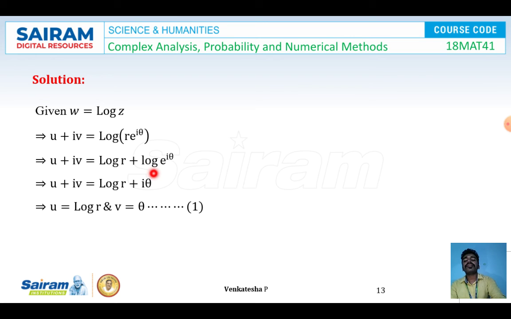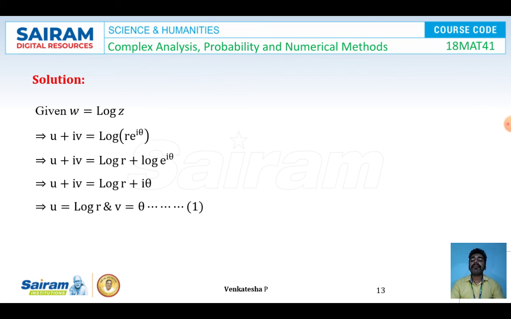And to expand this, I'm going to use the log of x power n formula. Log of x power n is n log x. So it will become i theta into log e, and log e value will become 1. So I got only i theta here. So I got u plus iv is equal to log r plus i theta, and u is equal to log r and v is equal to theta. We got it, and I'll be calling this equation number 1.